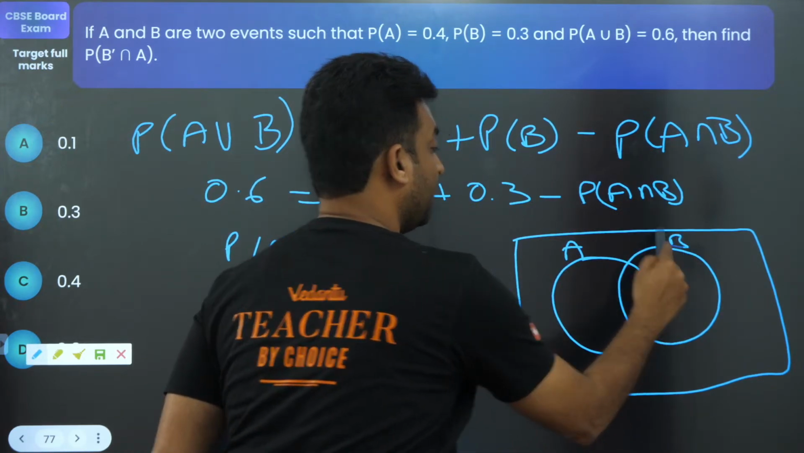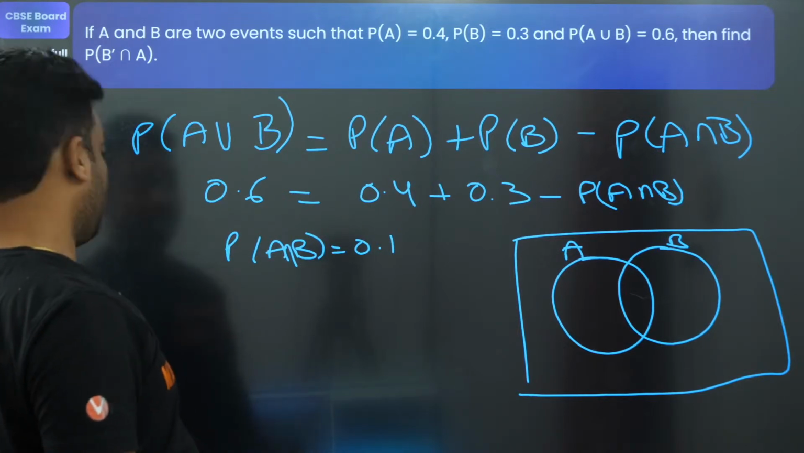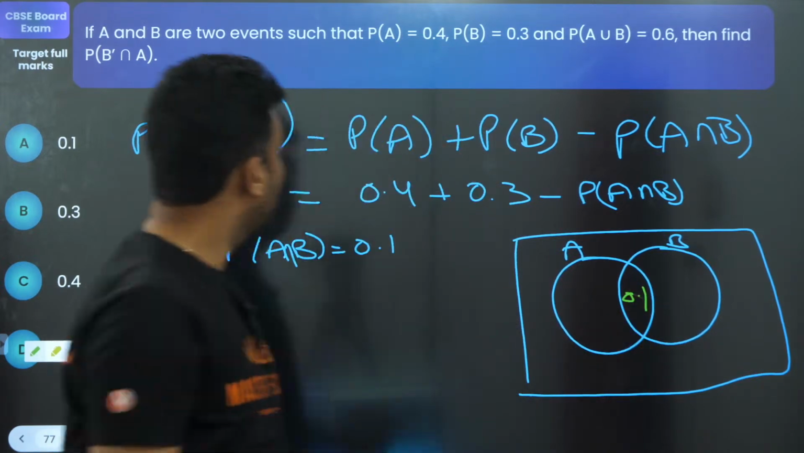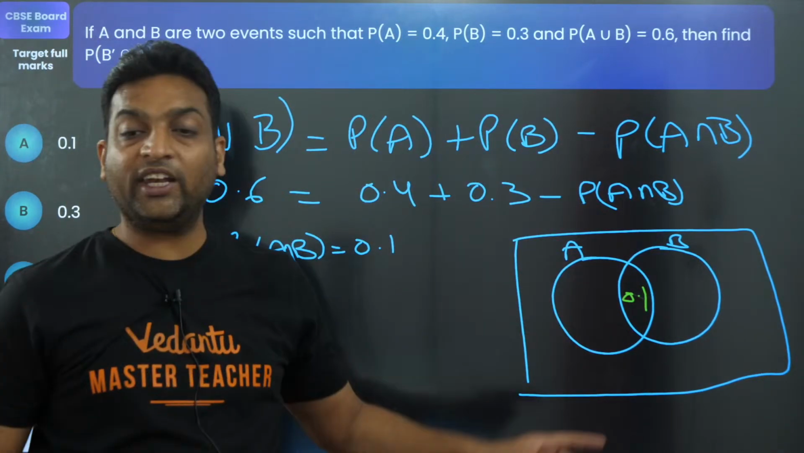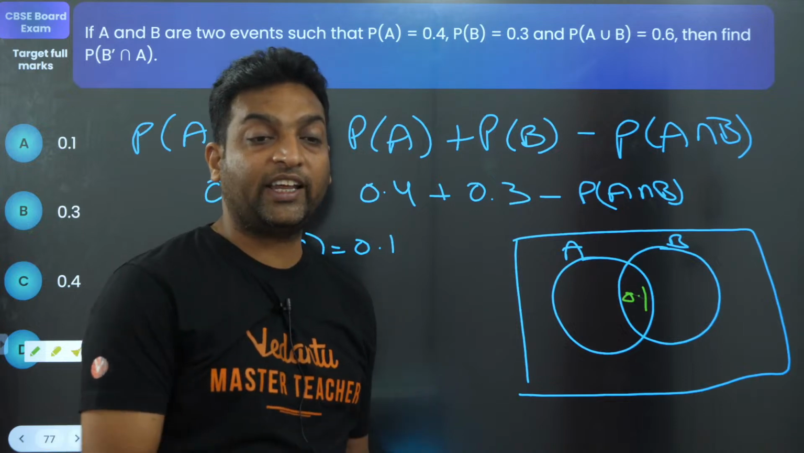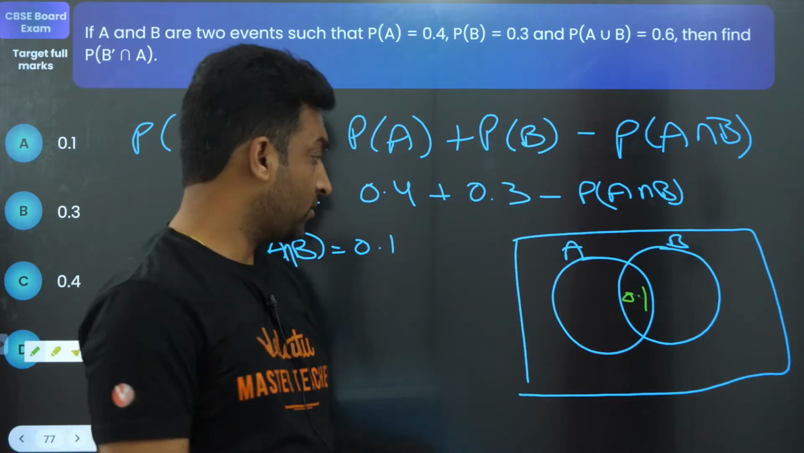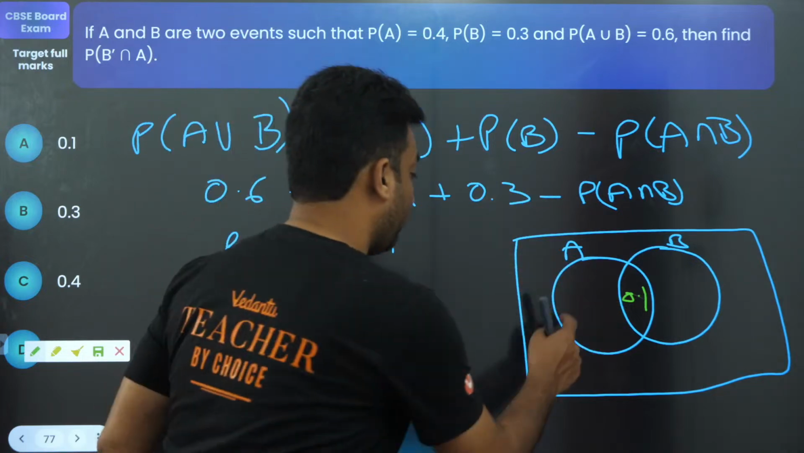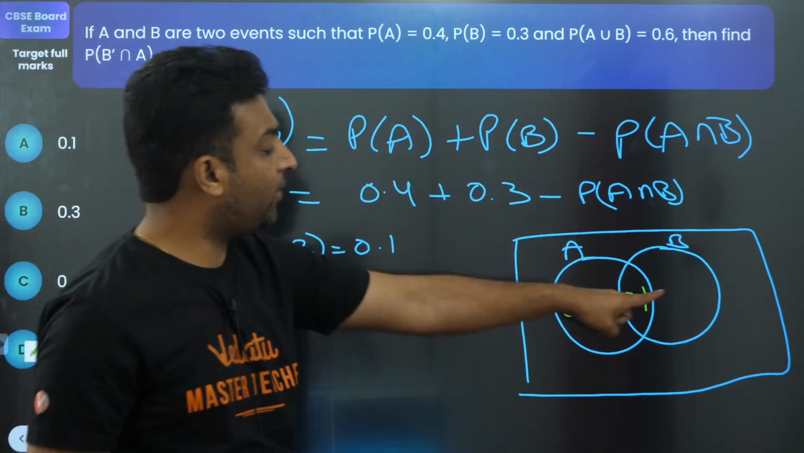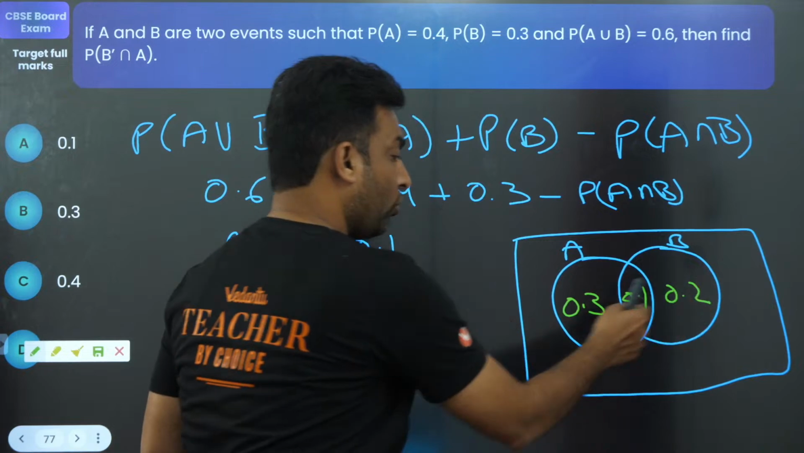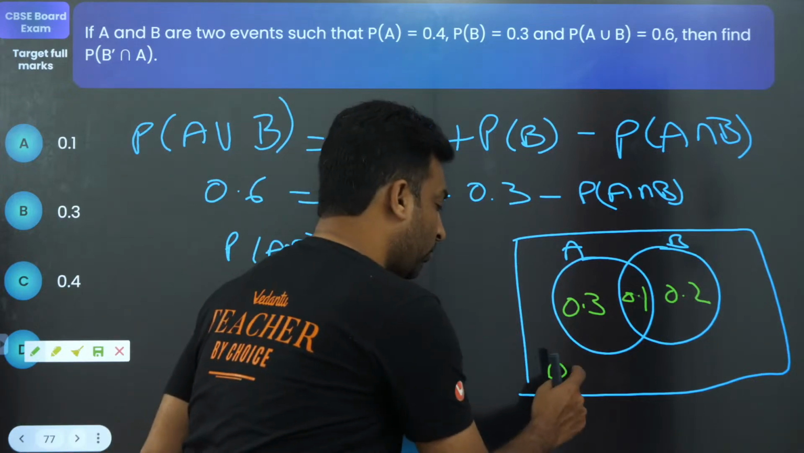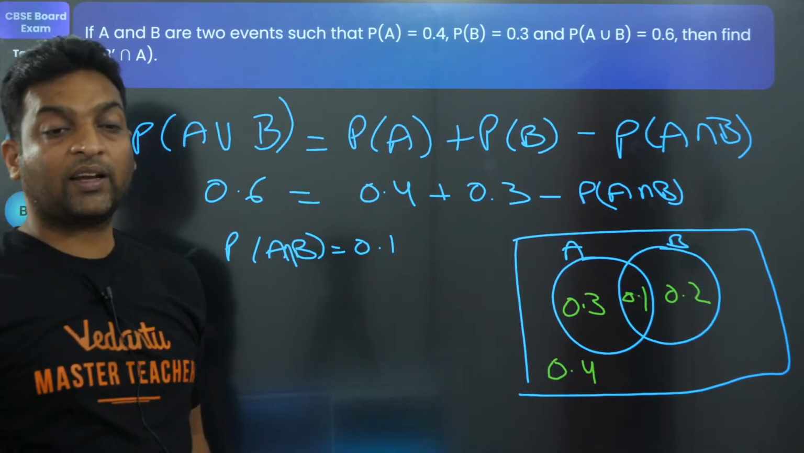Say this is A, this is B. Now intersection is 0.1. Whole of A is 0.4. So what is only A? Probability of only A is 0.4 minus 0.1, this is 0.3. And what is probability of only B? 0.3 minus 0.1, this is 0.2. Whole is 0.6, probability of A union B. What is outside? Outside is 0.4. This is the complete Venn diagram.